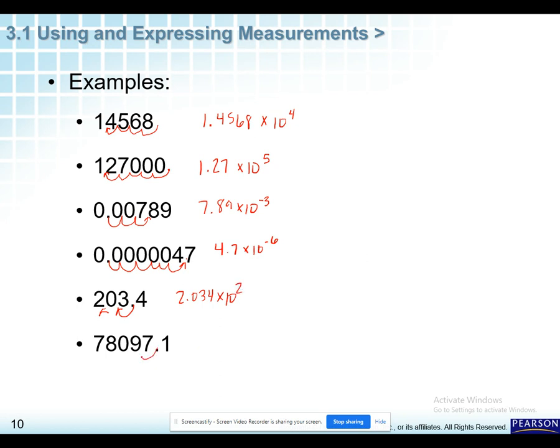And this one, 1, 2, 3, 4, 7.80971 times 10 to the fourth. And both these are positive because those numbers are greater than 1.